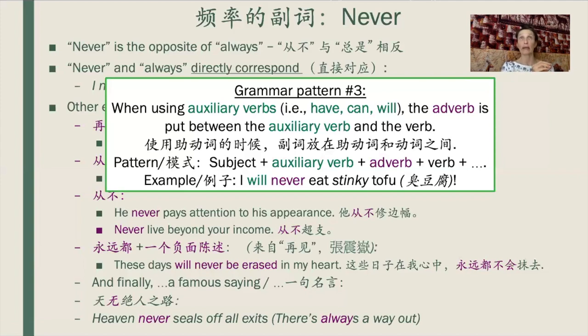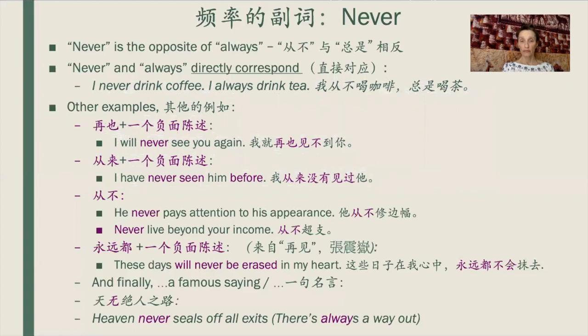I can always eat rice. I can always eat candy. I can always eat, okay, so can, auxiliary verb, 助动词. Always, adverb, 副词. Eat, verb, 动词. So this is the third pattern. Moving on. 练习.